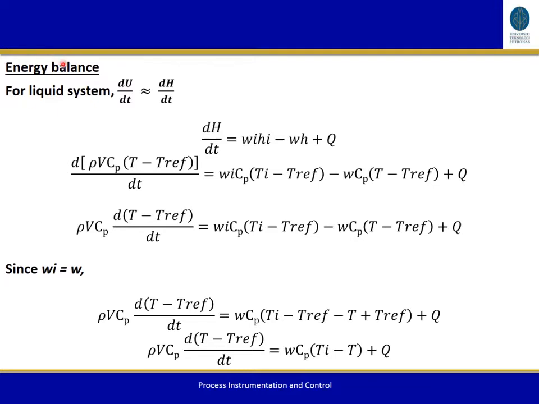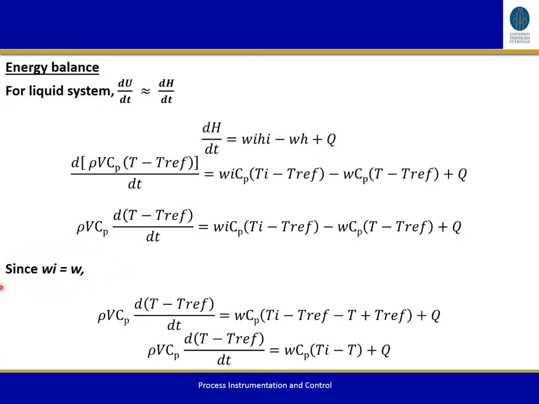Next, we move on to the energy balance. According to the assumption, we assume that for liquid system, dU over dt is approximated dH over dt. So dH over dt equals to wi hi minus w h plus q. This differential term is further being expanded into d rho V cp, these are all the constant term, times T minus T reference over dt equals to wi cp (Ti minus T reference) minus w cp (T minus T ref) plus q. Since rho, V and cp are the constant terms, we kept it outside, and the differential term will be d (T minus T reference) over dt equals to wi cp (Ti minus T reference) minus w cp (T minus T reference) plus q.